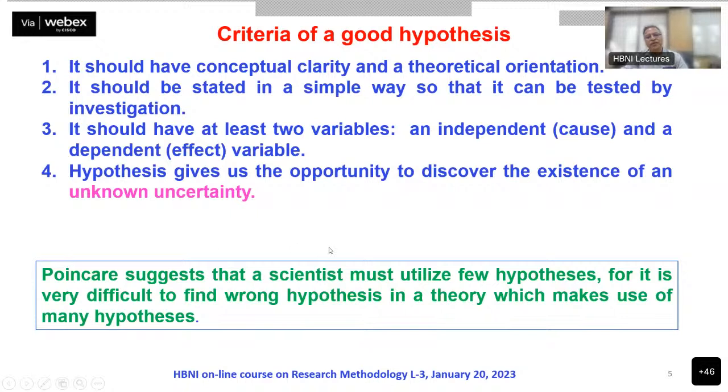So how many hypotheses can you make? Poincare in his Science and Methods book suggests that a scientist must utilize few hypotheses. Don't make too many hypotheses. Otherwise, it is very difficult to find a wrong hypothesis in a theory, which makes use of many hypotheses. So science starts with a general statement. You have one statement, and then you try to prove or disprove. Your outcome, mostly you will have one statement which can have this or that way options. Don't make too many hypotheses in the same research work.